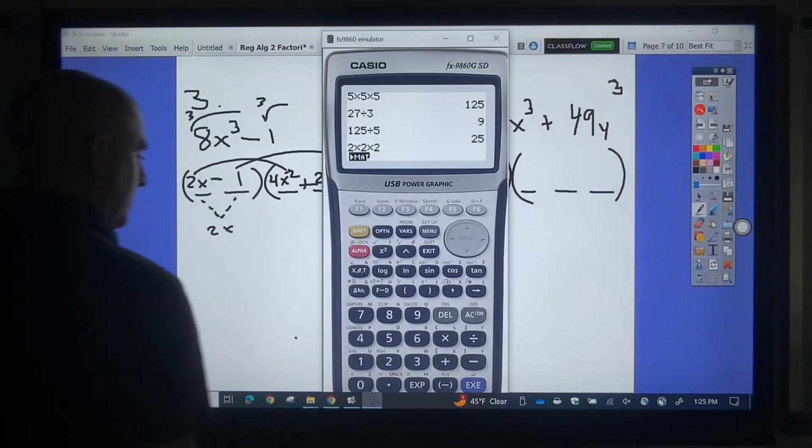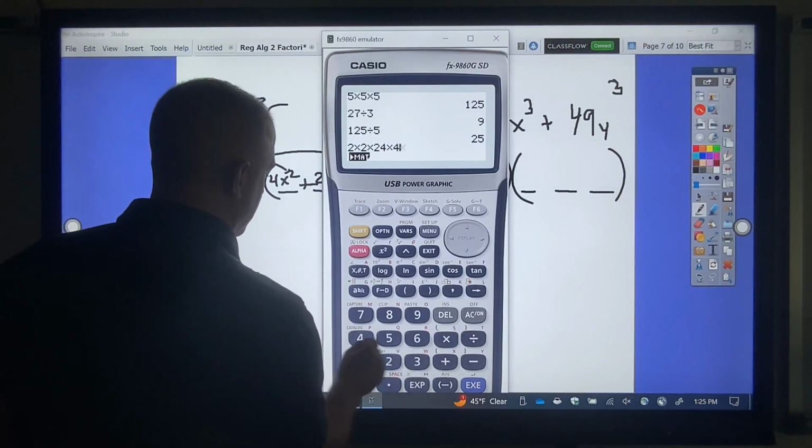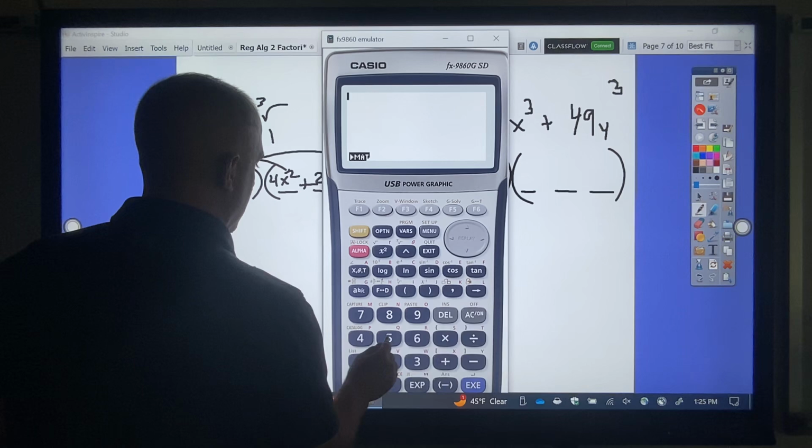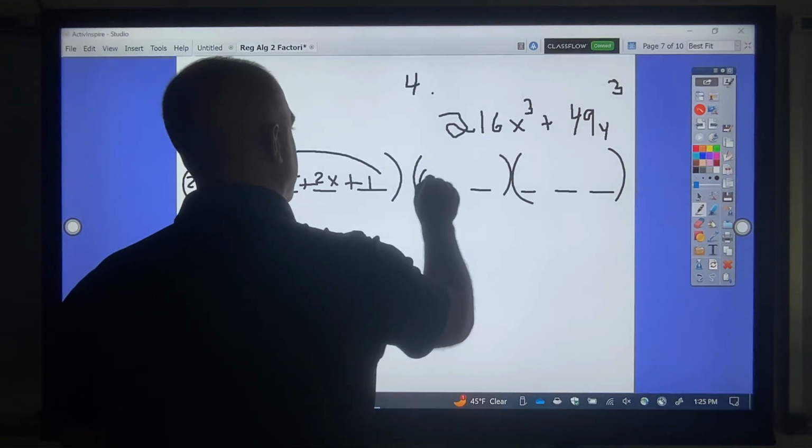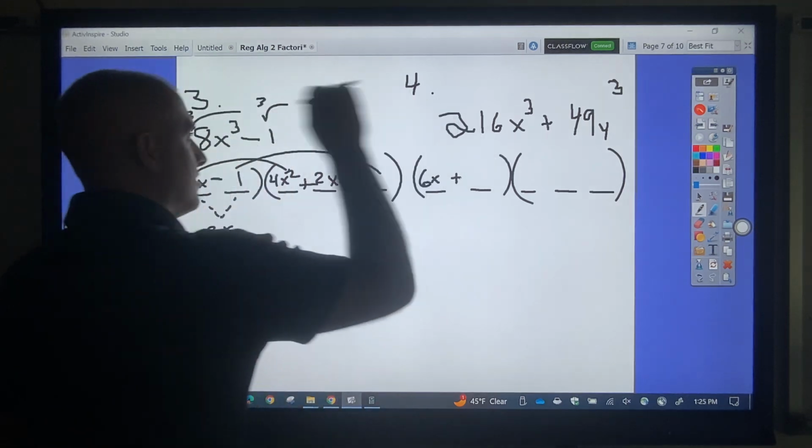Okay, cube root of 216. Well, let's play around with that. 4 times 4 times 4 was that. Whoops, sorry. Let's do 6 times 6 times 6. Yep, that's 216. So 6x, that's a plus, that's a plus.